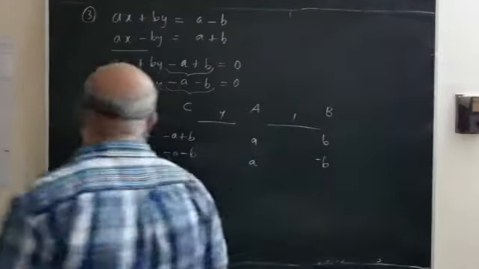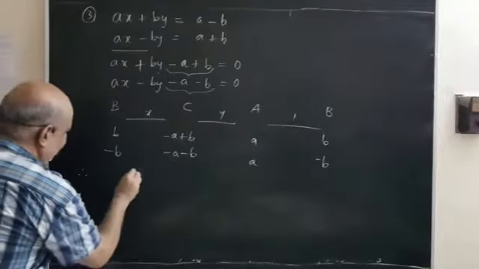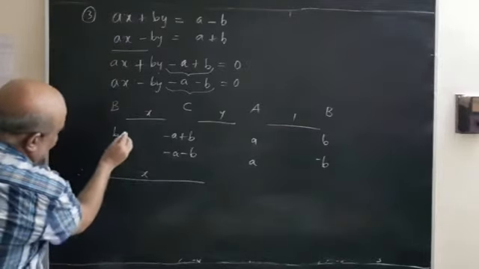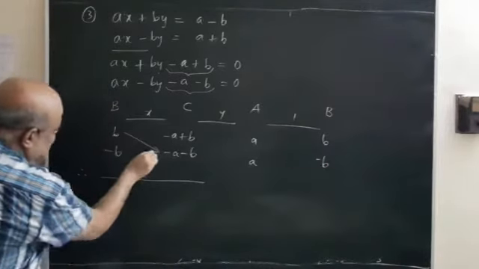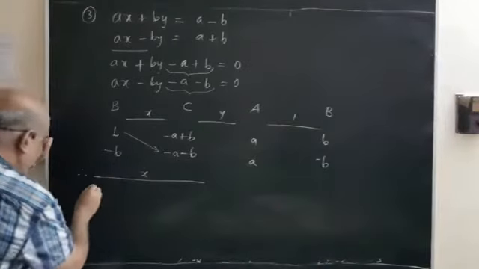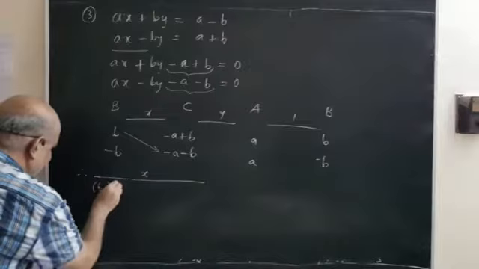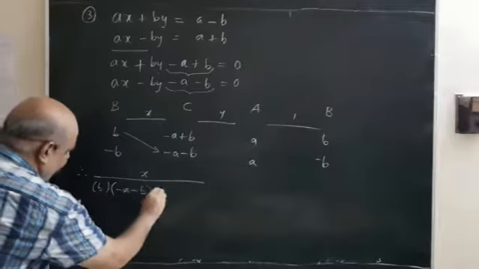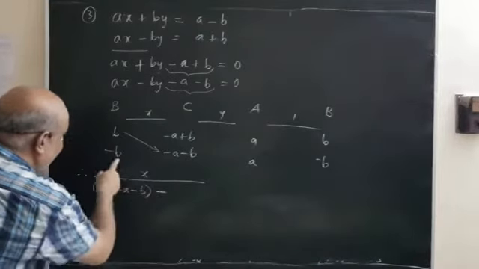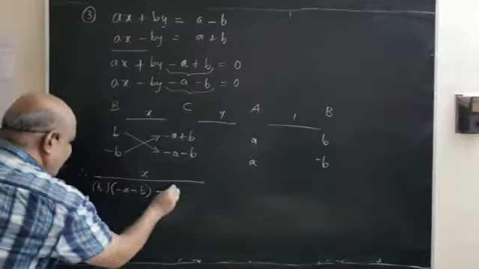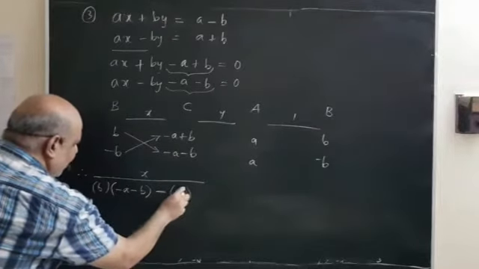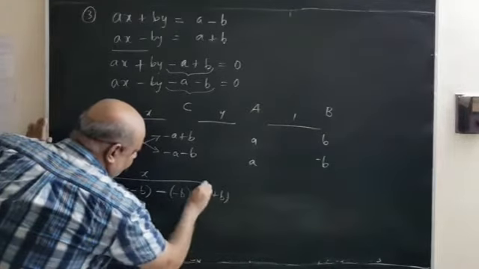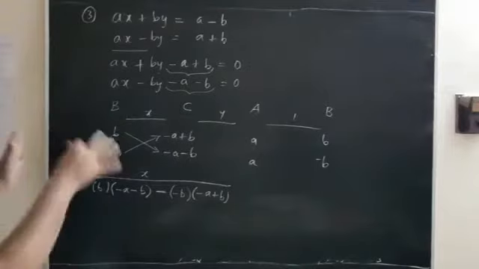Now I start applying the formula. The formula goes like this, X divided by, I have to start from the left top corner and multiply in this direction. So this is going to be difficult, so be careful. Look at what I am doing. I write B into minus A minus B. Minus, this minus is part of the formula. Now I draw the arrow like this, minus B into minus A plus B. So this is the X term.